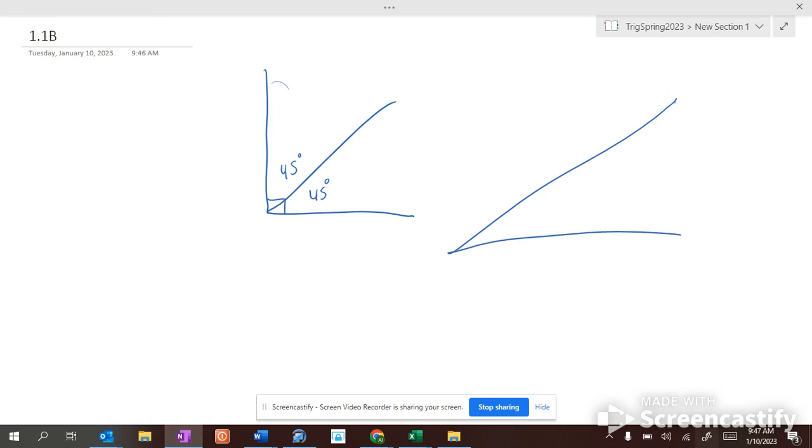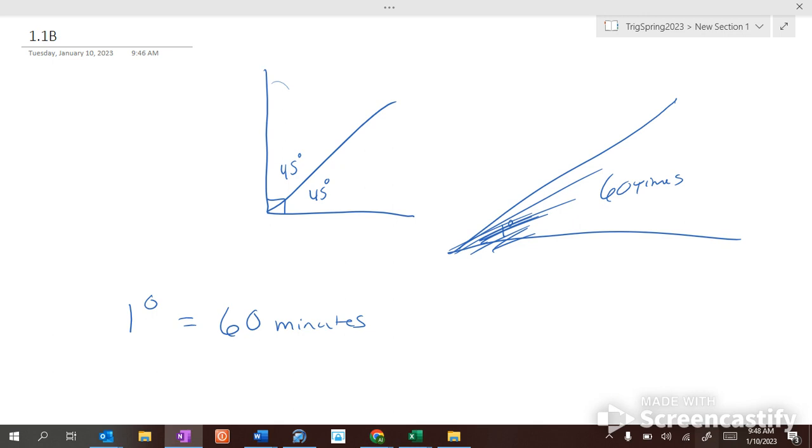So let's just imagine, and this is not what it is, but let's just imagine this is a 1-degree angle. Okay? I can cut that up several times. I can actually cut this up 60 times. Because in 1 degree, there are 60 minutes. In trig, in 1 degree, there are 60 minutes. So we can split a 1-degree angle up 60 times.